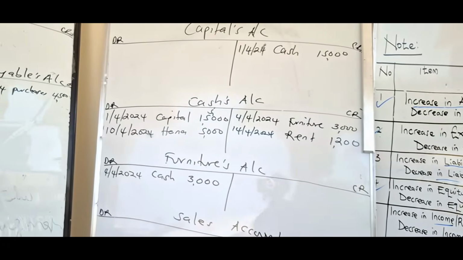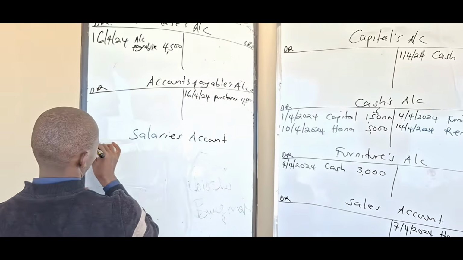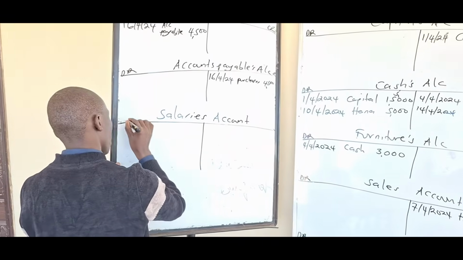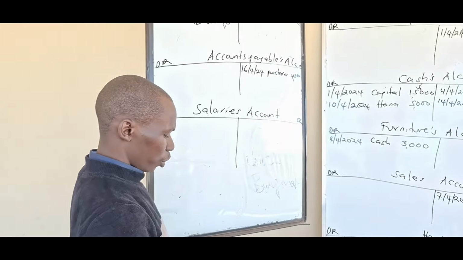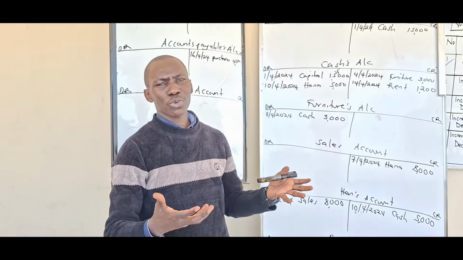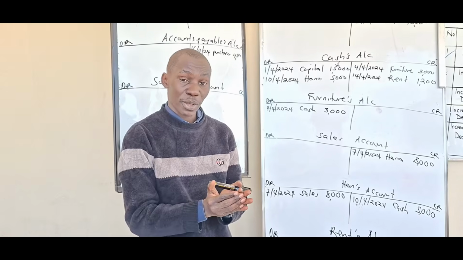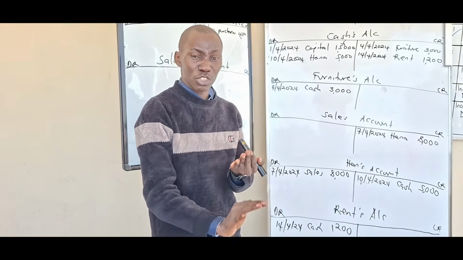Salaries account. I told you, open what you don't have. Already we have the cash account. Now my question. When you pay salaries, is your cash increasing or reducing? Of course, you are getting cash from the business. You are using it to pay workers. So the cash you had on your account is reducing.